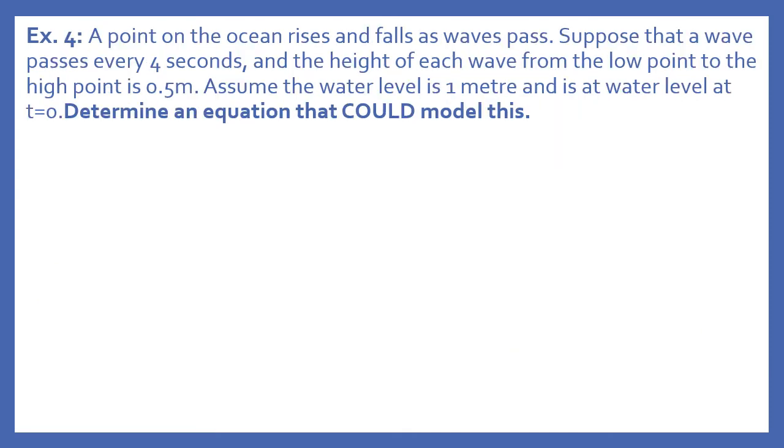Example number 4. A point on the ocean rises and falls as waves pass. Another water question. Suppose that a wave passes every 4 seconds, and the height of each wave from the low point to the high point is 0.5. Assume the water level is 1 meter and is at water level at t equals 0.